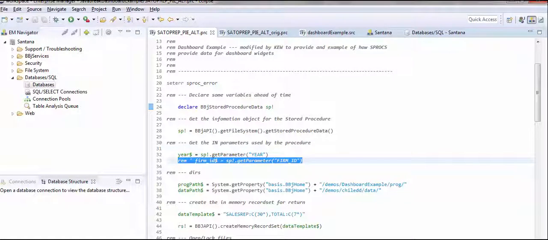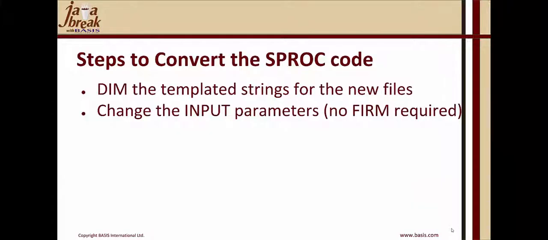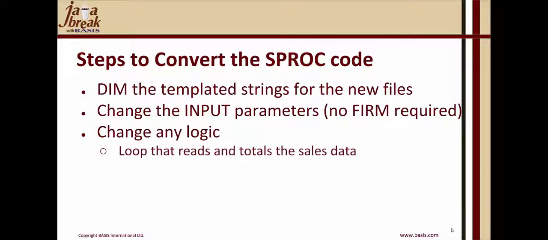In this section, where the program retrieves the parameters from the BBJ stored procedure data object, we have remmed out the line that retrieves the firm ID. Long-term and for a more final solution, we will want to change the input parameter definition to eliminate the firm ID. There are three more sections of code that need to be reviewed and modified a bit.